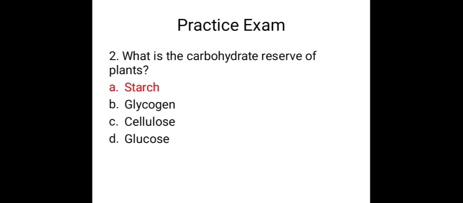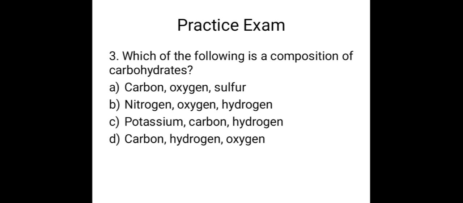And the right answer is starch, letter A. Next, which of the following is a composition of carbohydrates? A. Carbon, oxygen, sulfur. B. Nitrogen, oxygen, and hydrogen. C. Potassium, carbon, and hydrogen. And D. Carbon, hydrogen, and oxygen. So the right answer is D, carbon, hydrogen, and oxygen.